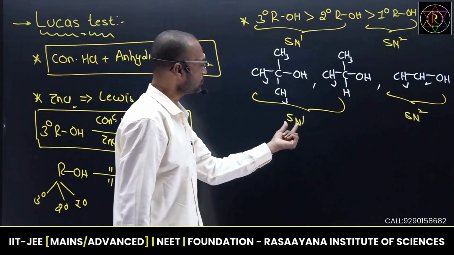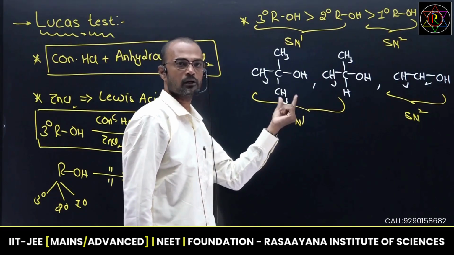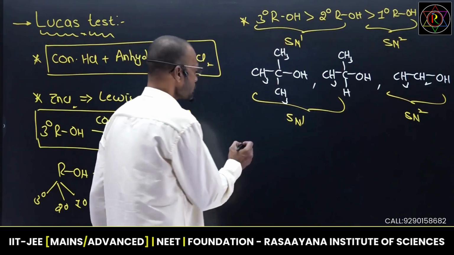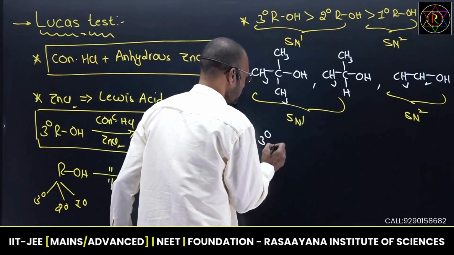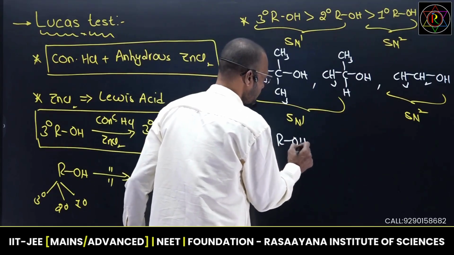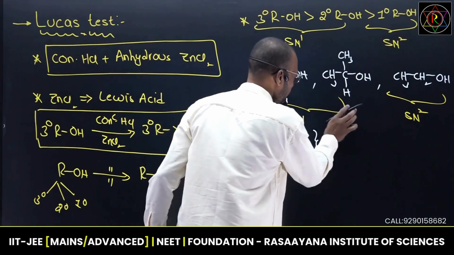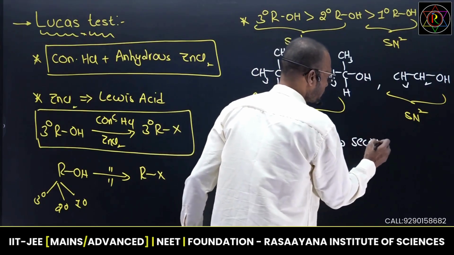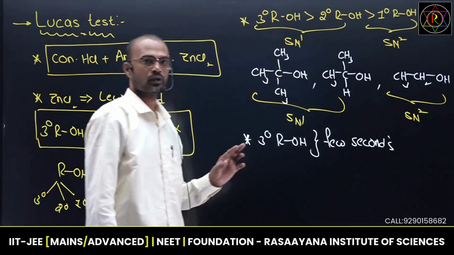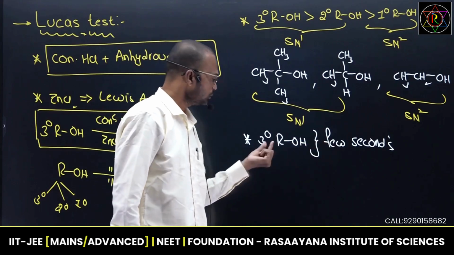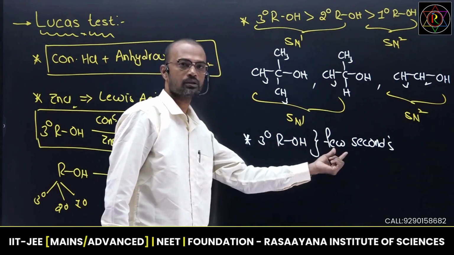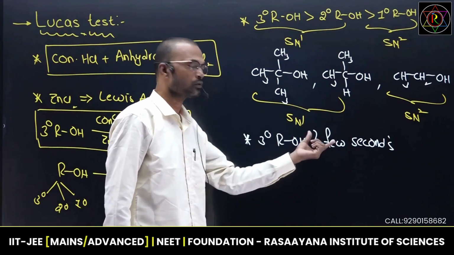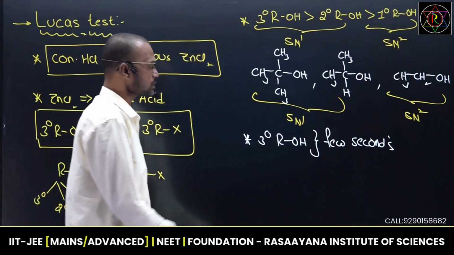We know that in SN1 reaction there is formation of a carbocation as an intermediate, but in SN2 reaction there is no intermediate. In case of tertiary alcohol, this test will give a result within a few seconds. We see a white turbidity, and that white turbidity indicates the formation of an alkyl halide. So tertiary alcohol is converted to an alkyl halide by this particular test.